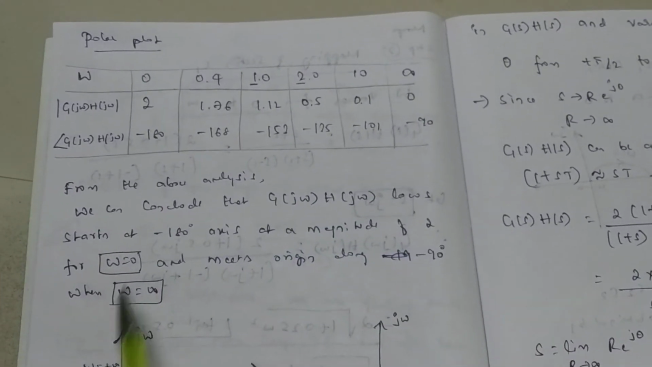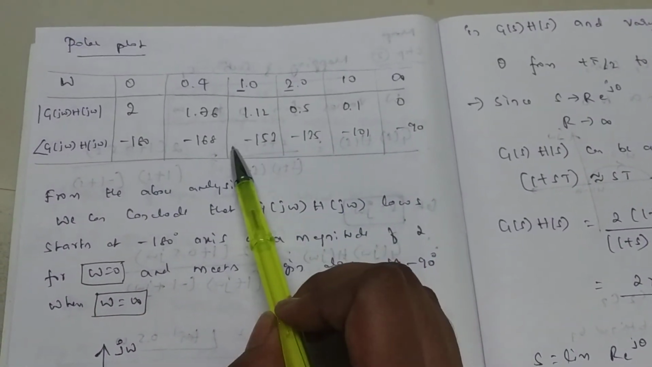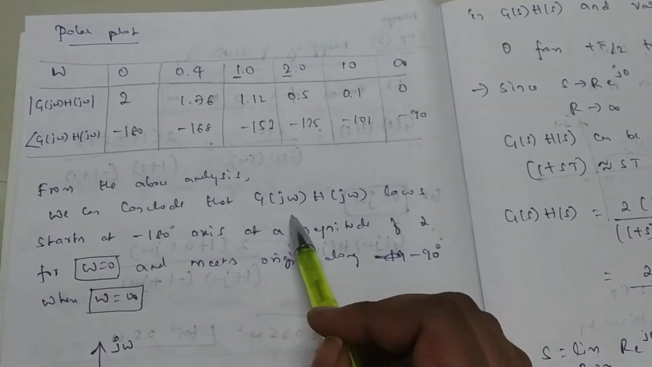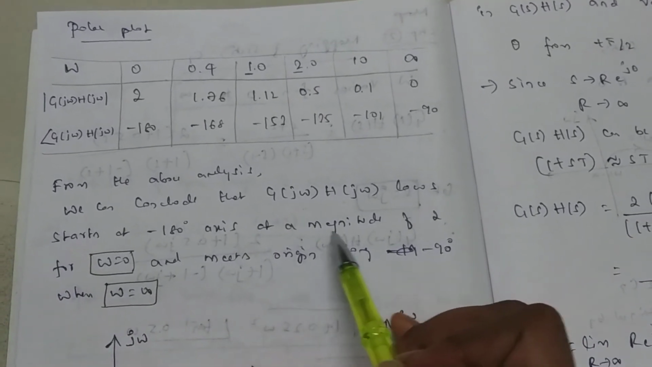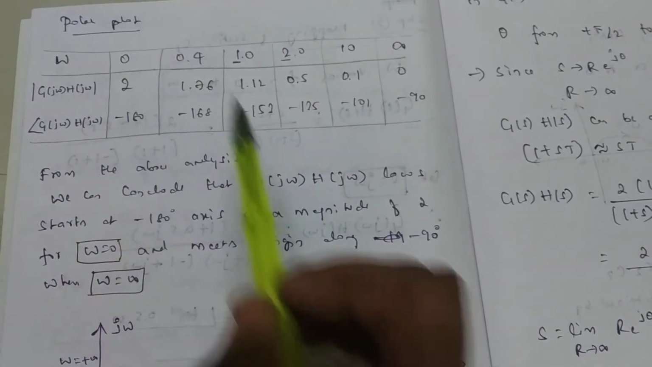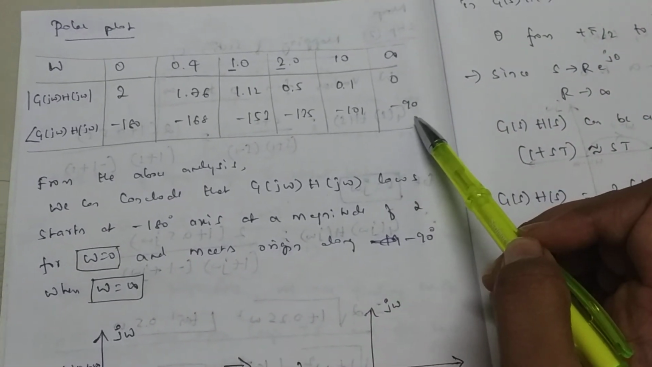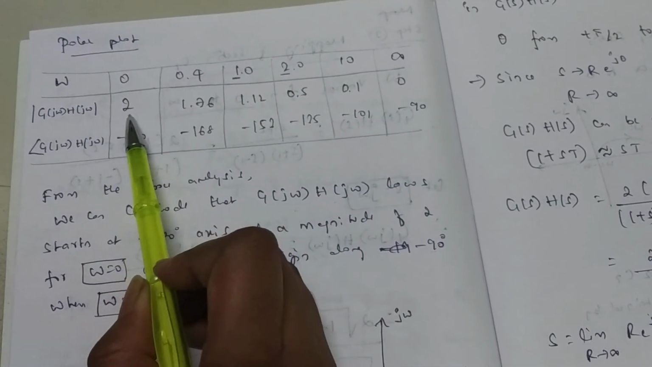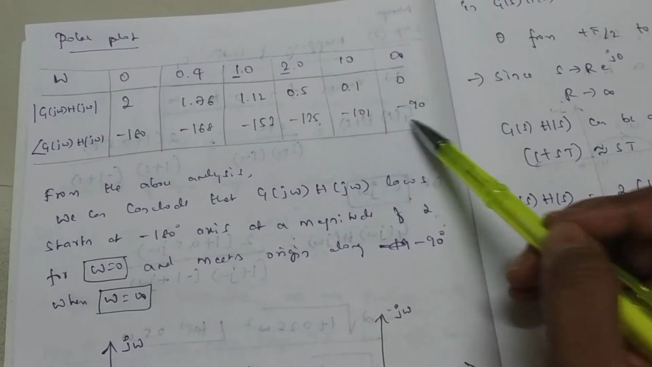See, from the above analysis, that is from the above tabular column, we have to plot the C section, here section C1. So we can conclude that G(j omega) H(j omega) starts from the minus 180 degree axis at a magnitude of 2, from omega equal to 0, and it meets the origin along minus 90 degrees at omega equal to infinity. For omega equal to 0 the magnitude value is 2, and for omega equal to infinity the phase angle value is minus 90 degrees.